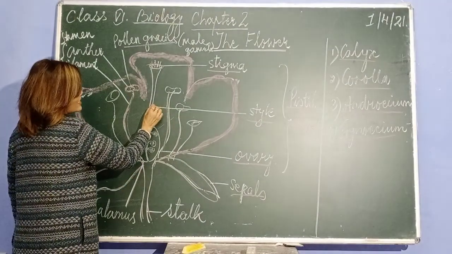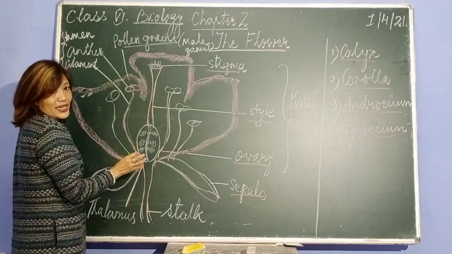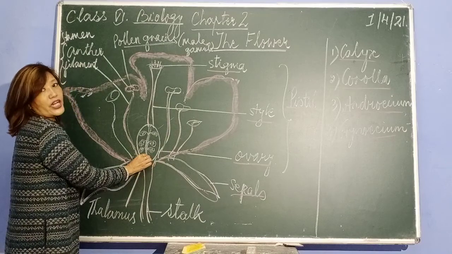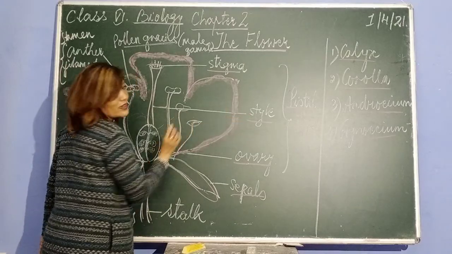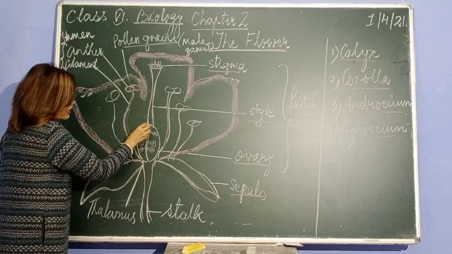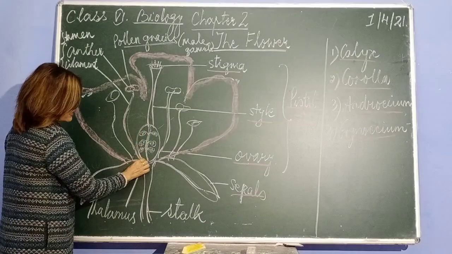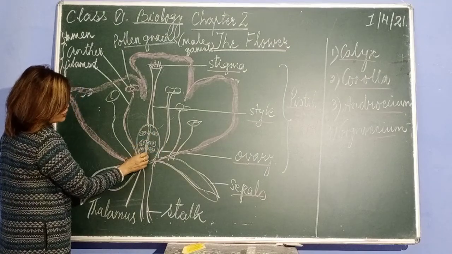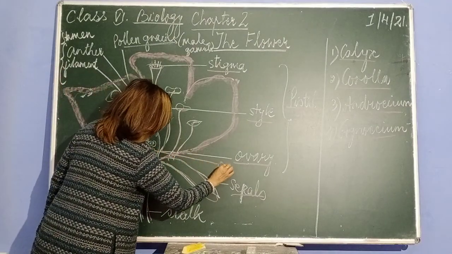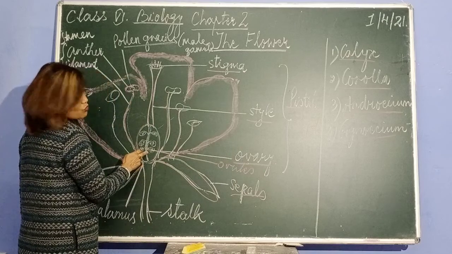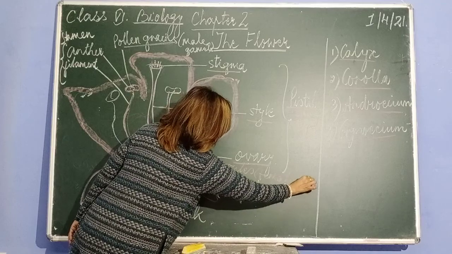Then the next one is style, a long tube-like structure. This style connects the stigma with the ovary. So stigma and ovary are connected by a tube-like structure called style. Then the ovary is the swollen base. This ovary contains the eggs inside it, and those eggs are called ovules. These ovules contain the female egg, or female gametes.